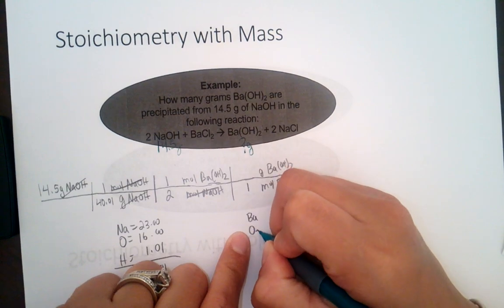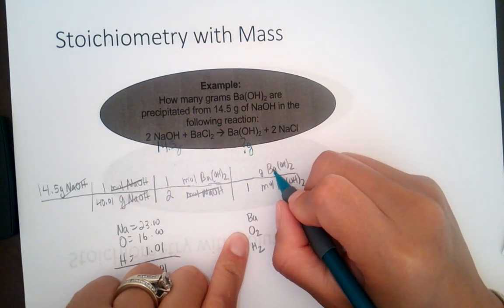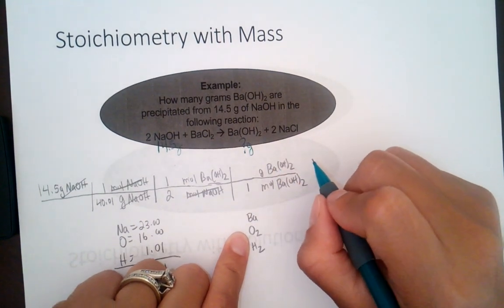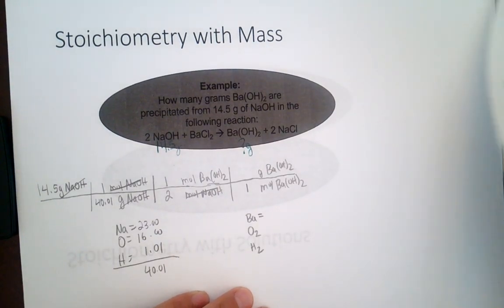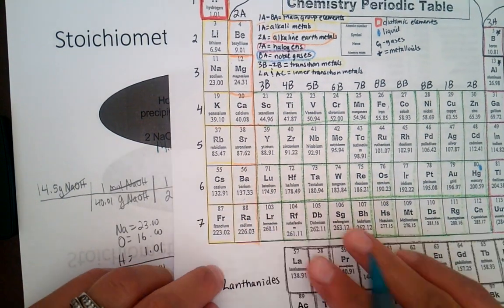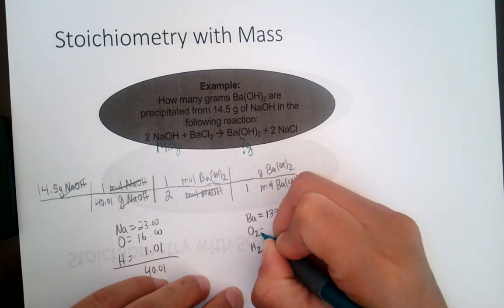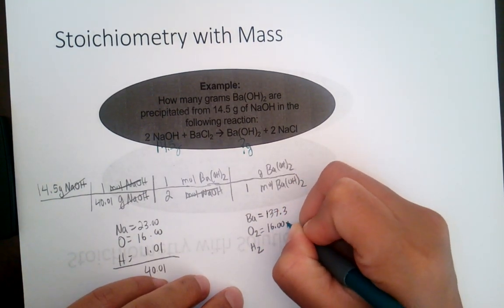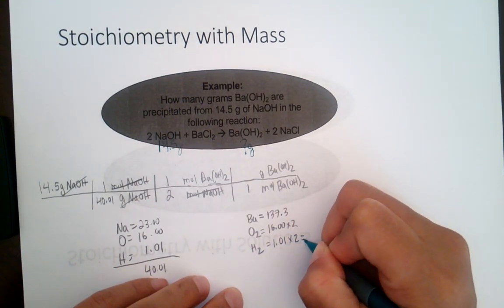And you have 2 O's, remember, and you have 2 H's. The 2 is not for the Ba, okay? The 2 is not for the Ba. That's a key thing you need to remember. So Ba, you have 137.33. O, you have 16. And you're doing it times 2. H, you have 1.01, and you're doing it times 2.